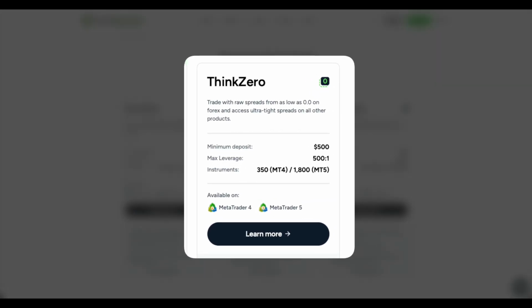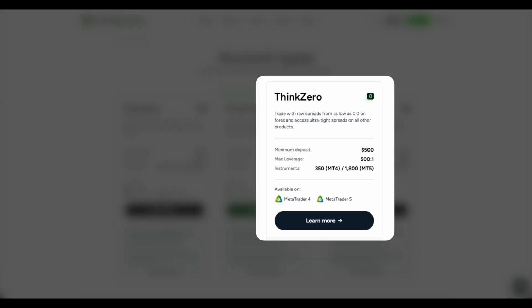For traders who want tighter pricing and raw spread conditions, ThinkMarkets offers the ThinkZero account. This account is built for scalpers, day traders, and high-volume traders who rely on very tight spreads for precision entries. With the ThinkZero account, spreads start from 0.0 pips, and a commission is charged per trade, typically around $3.50 per side. This account usually requires a higher minimum deposit and is best suited to more experienced traders.